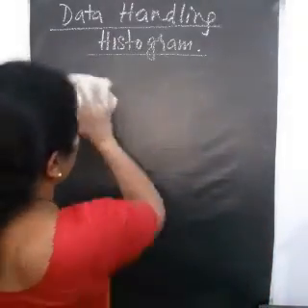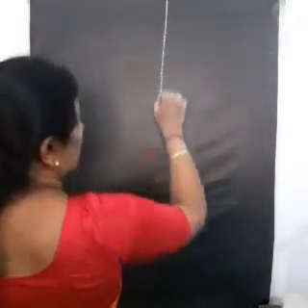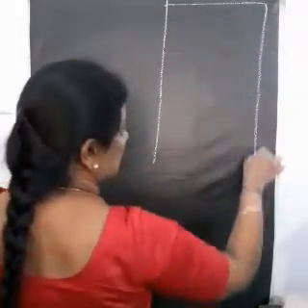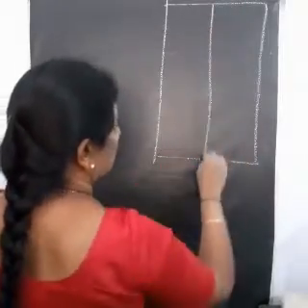We've been doing data handling, and in the previous class we saw how to represent data graphically by using bar graph and double bar graph. Today the topic is a histogram. Now let us see, supposing they have given you some data like this. Let us draw the table here so that we can represent it graphically.